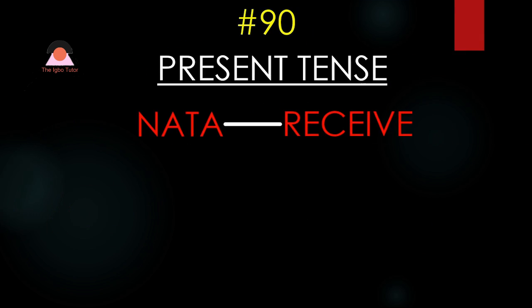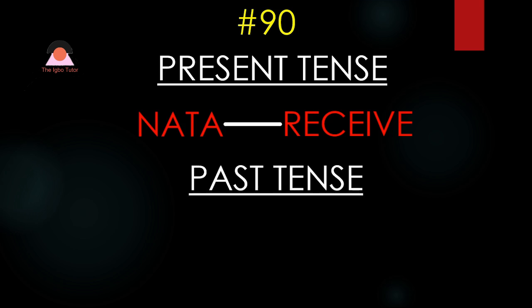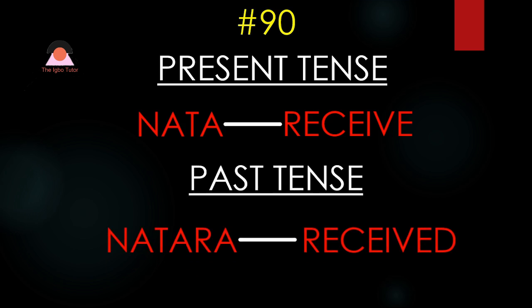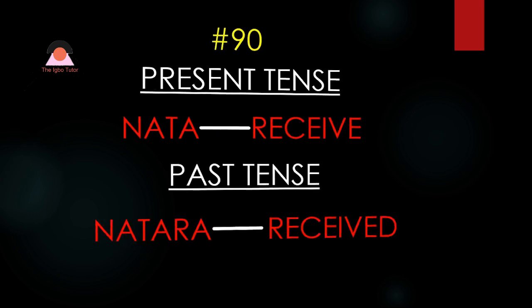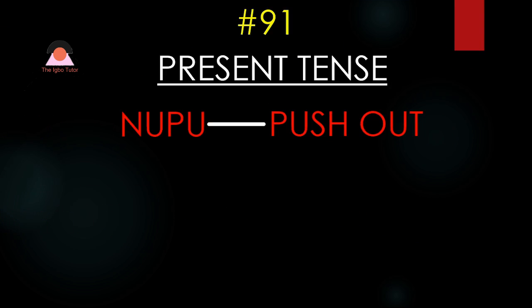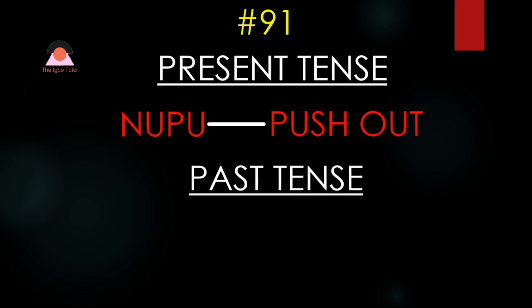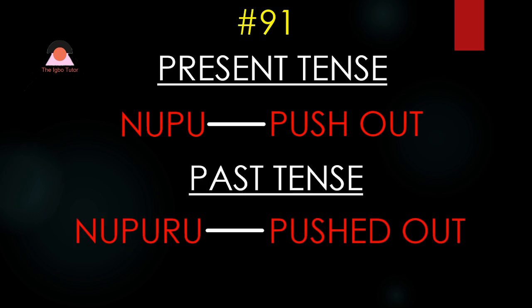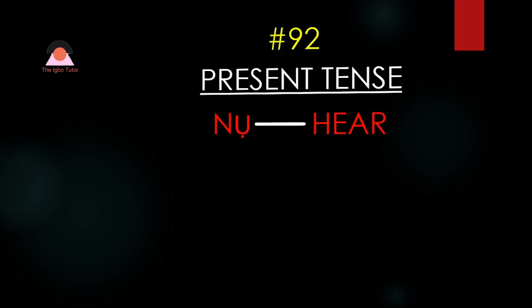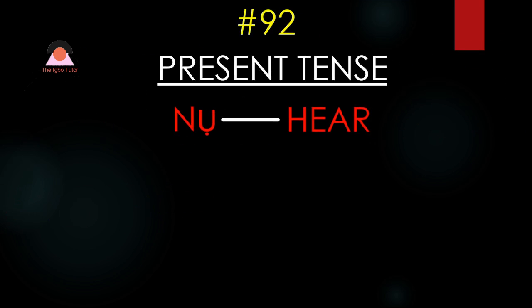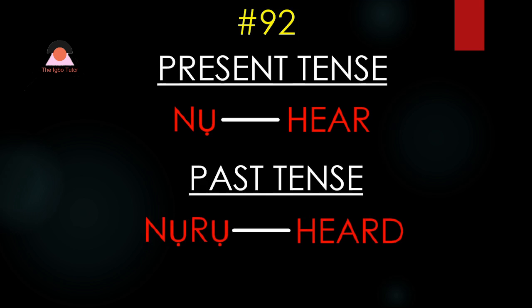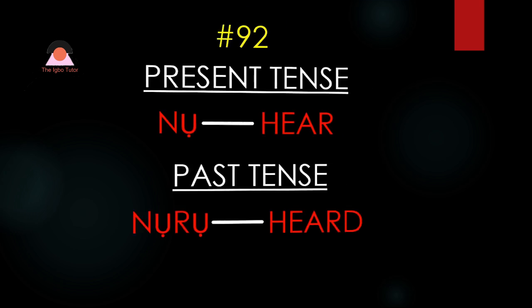We're going to 90. The word is nata, which means receive. It can also be written as nara, changing the T to R to sound nara. Nara or nata is the same thing. It depends on what you prefer to use. Past tense of nata or nara is natara, received. I think nata is better for the purpose of the past tense. We go to 91, and the word is nupu, meaning push out. What is the past tense of nupu? It is nupuru, pushed out. We are going to 92, and the word is no, which means here. The past tense of no is noro, heard.